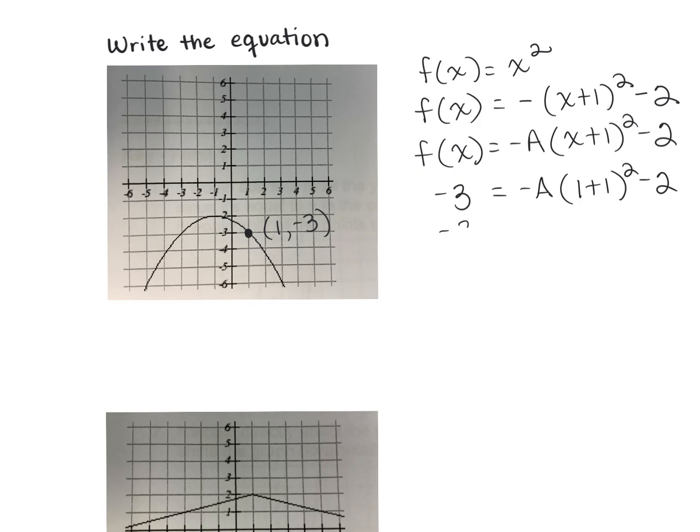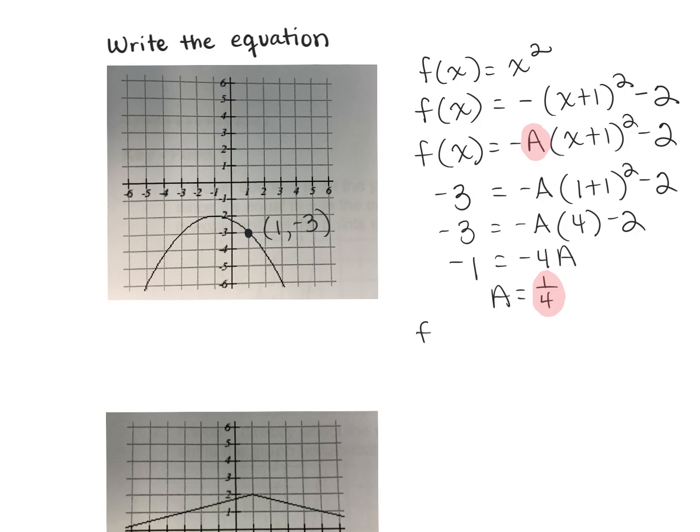So I'm going to have negative 3 is equal to negative a. 1 plus 1 is 2. 2 squared is 4 minus 2. So I'm going to add 2 to the other side. That leaves me with a negative 1 is equal to negative 4a. So a is equal to 1/4. So I plug that answer in to this equation, and that will be my final answer.